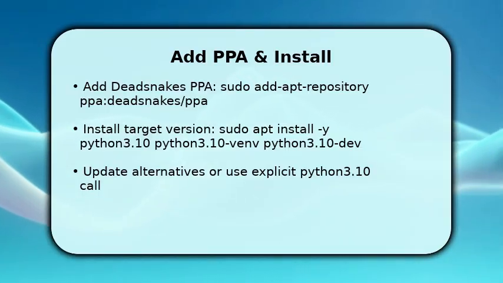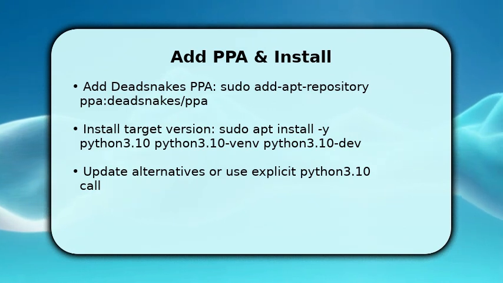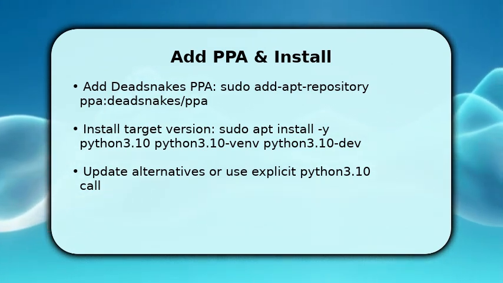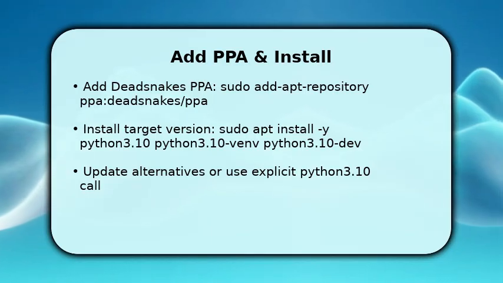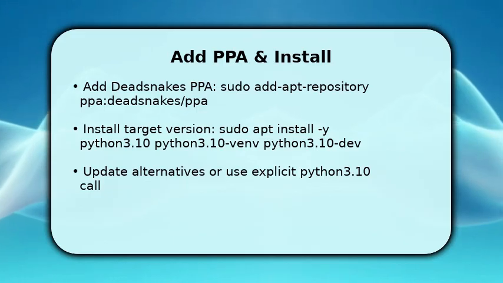After installation, you can either call python3.10 directly or switch the system python3 via update-alternatives. Prefer using venvs and explicit python3.10 to avoid breaking system tools. Finish by creating an isolated environment so your new interpreter doesn't disrupt system packages.